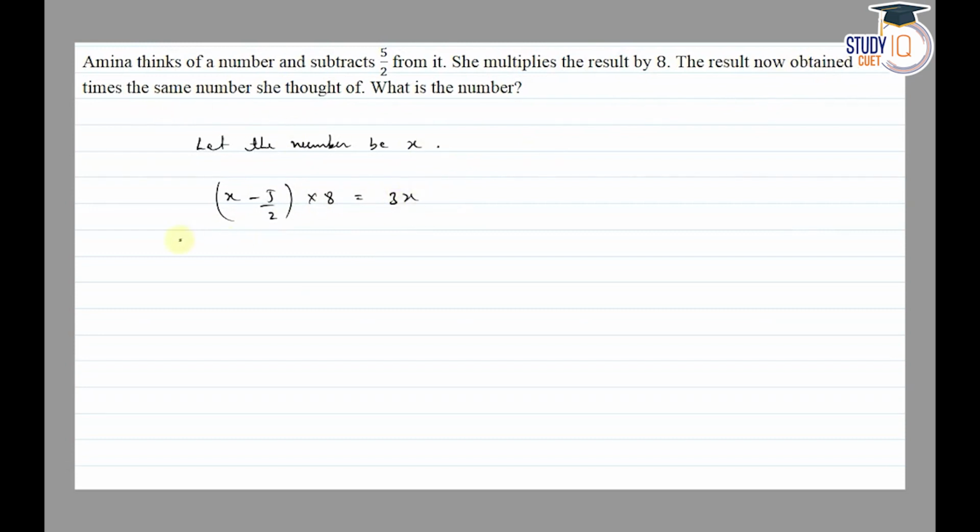so it will be 3x. We will solve this, so it will be 8x, then 5 by 2 into 8, so 2 will cancel out from 8, 4 times 5 are 20, so minus 20 is equal to 3x. So 8x, we will shift 3x to this side, so minus 3x, then 20 we will shift to this side, the sign will change, so plus 20.